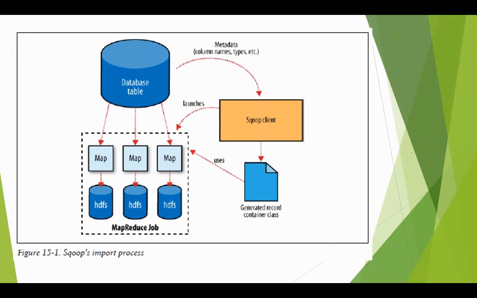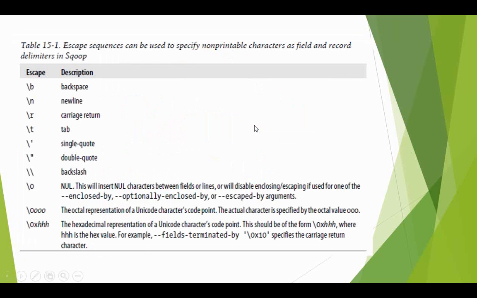How is that going to import? This figure tells about the import process of Sqoop. Here HDFS is present, and below it the map function is present, because here I have not specified any reduce function because we don't want any reduce function. So from the database, it is going to import the data into HDFS, and this is my Sqoop client. We will see one example, then it will be clear.